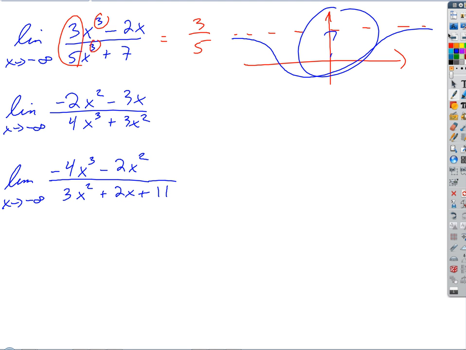Let's see, April, what's going to be the answer to the next one? 0. 0, good, how come? Because the bottom is increasing more quickly. Good. Bottom's a higher order polynomial, so it's going to get big faster. And so this goes to 0. Once again, does it depend on whether it's negative or positive infinity? No. Makes no difference.